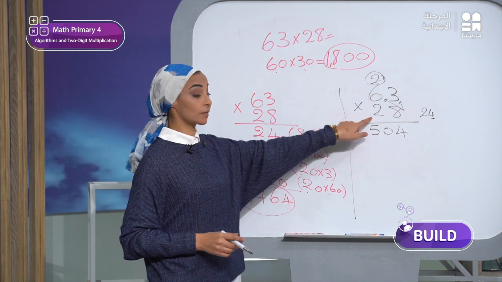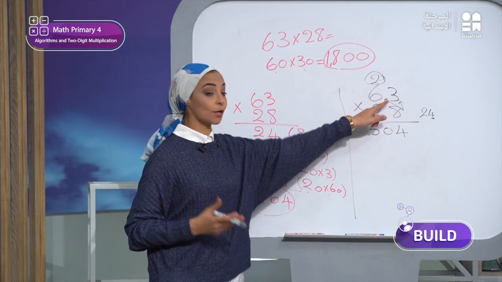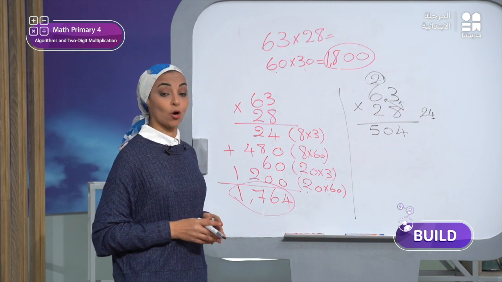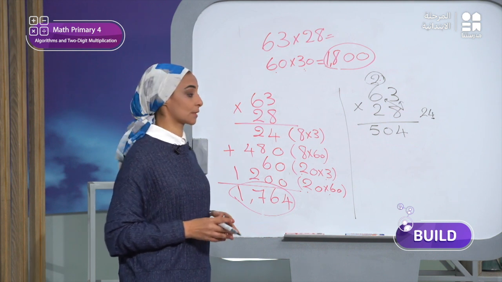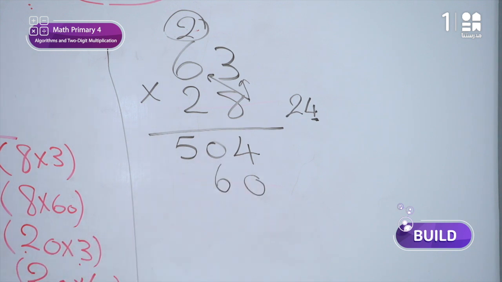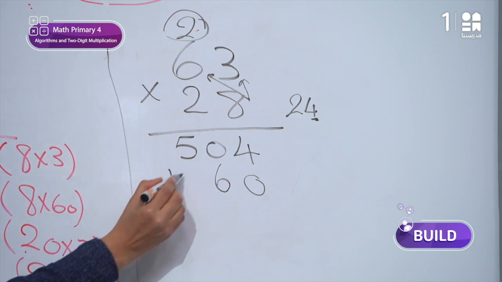I'll multiply the tens. 2 times 3 equals what? 6. But this is 60, right? Because now we are multiplying the tens. So I'll put 0 here and 6 here. Then the last step, what should I do? 2 times 6 equals 12. So put 12 here.